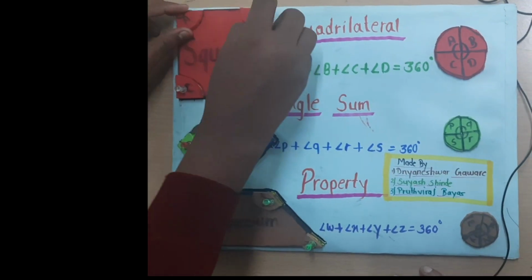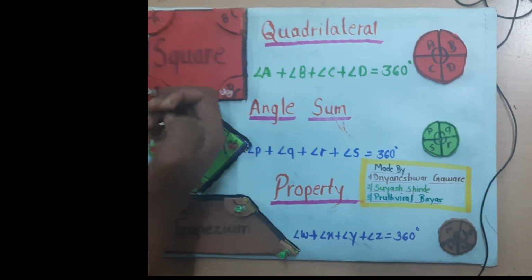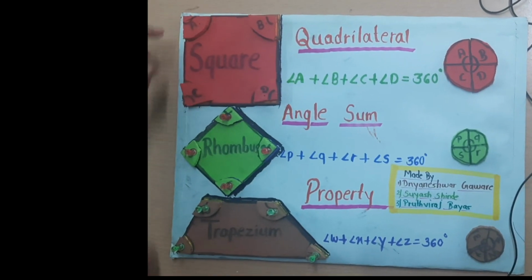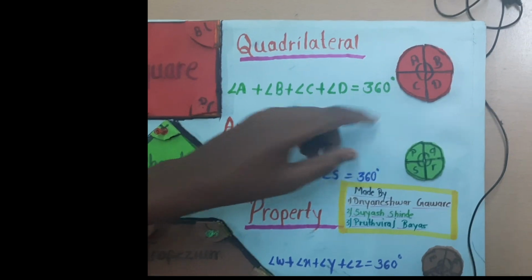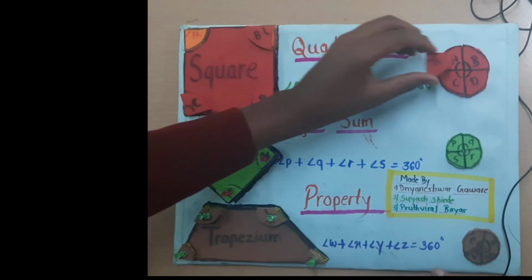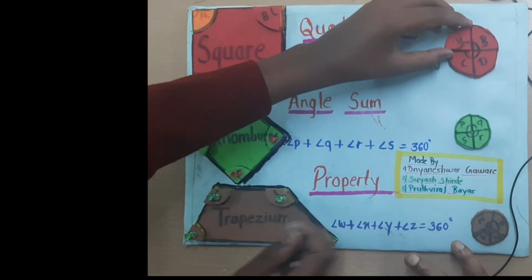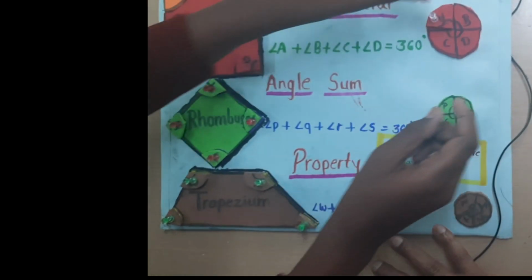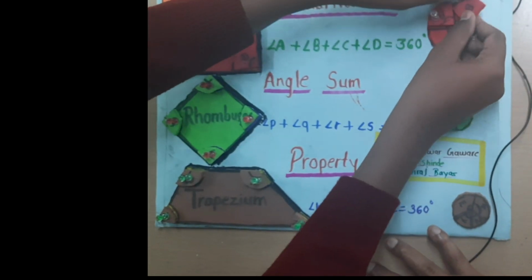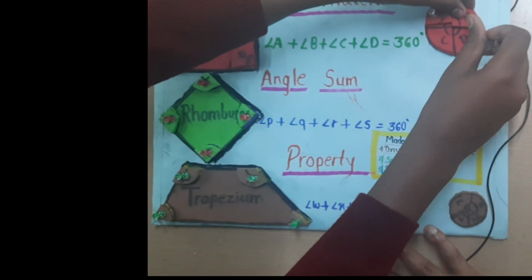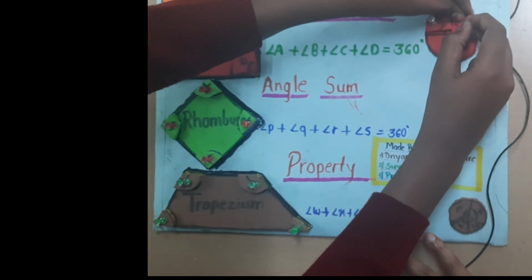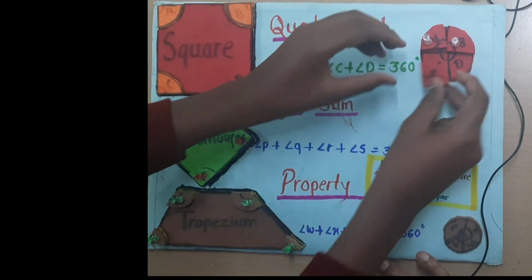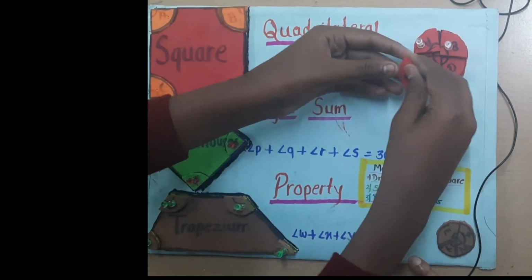This is angle A, this is angle B, this is angle C, and this is angle D. When we add these angles, we will get 360 degrees. Let's show it. This is angle A, B, C.